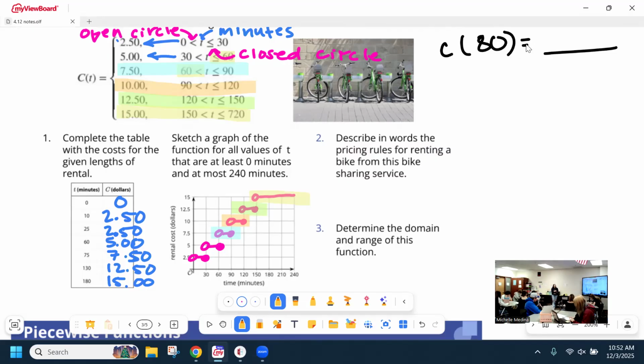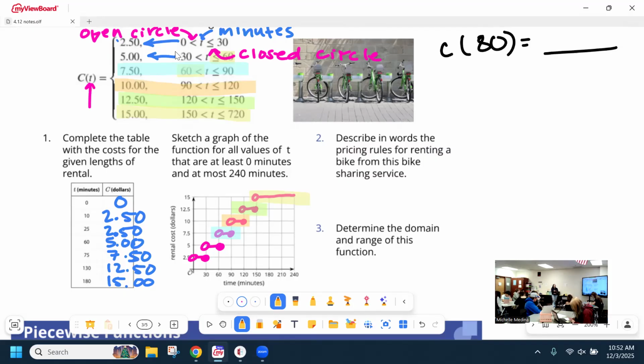All right, what's the output if the input's 80? It's like this, except not in table form. It's in function notation. That 80 is replacing this T. So find the section where 80 best fits on the T's. Where does 80 best fit?